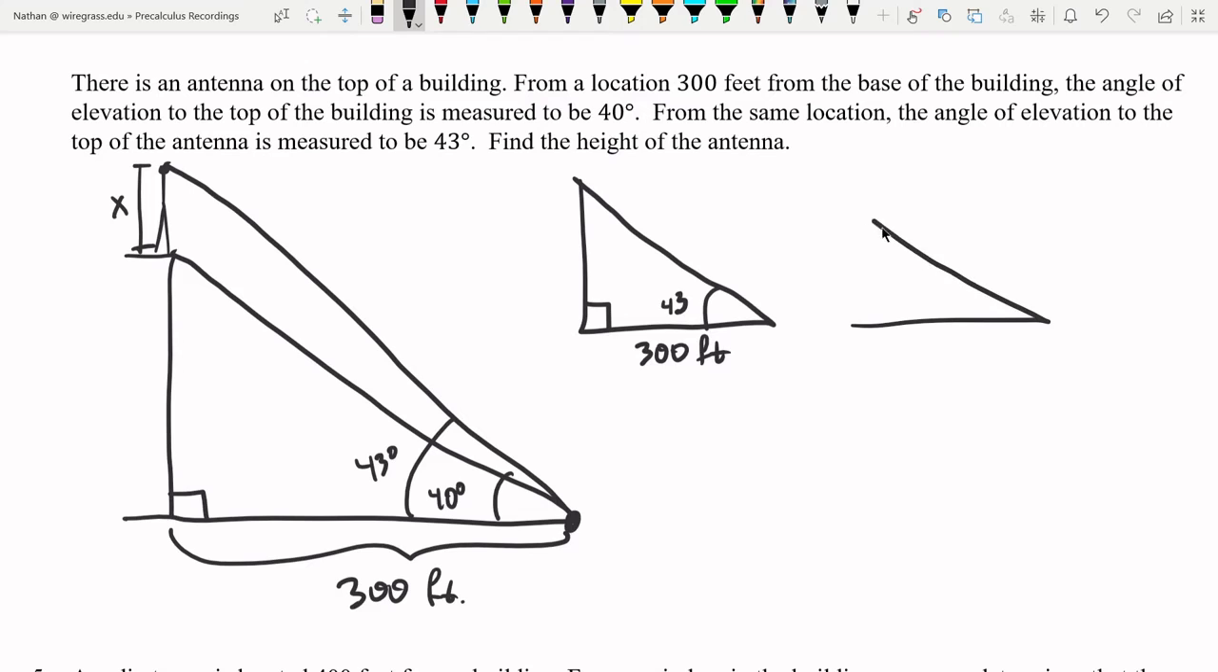This smaller triangle, I'm just exaggerating a little bit in my drawing, is 40 degrees. This is still 300 feet, and this is still a right triangle. And all we need to do is figure out what is this height, because this height is the top of the antenna. And what is this height? This height is the height of the base of the antenna, right? The base of the antenna is at the top of the building. And the distance between this height here and this height is your desired distance. So if you find that side for both triangles, then subtract them, we should be good to go.